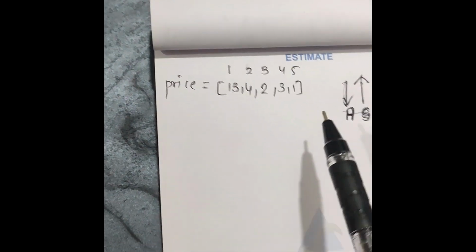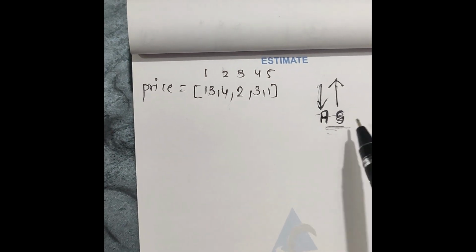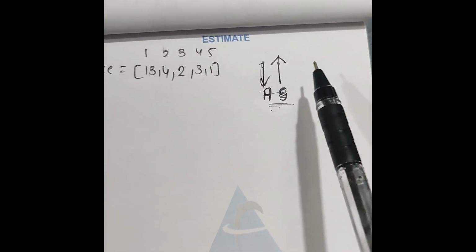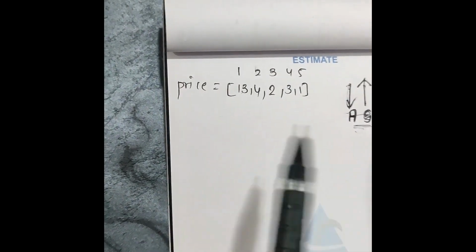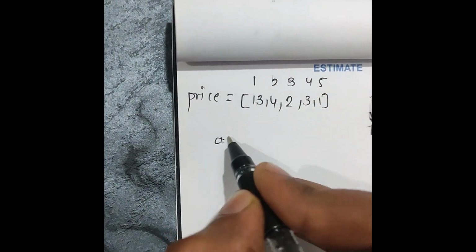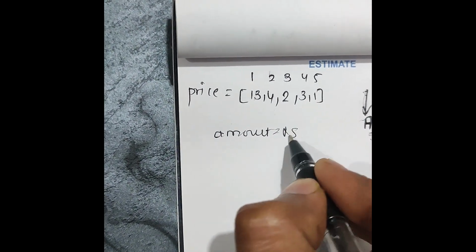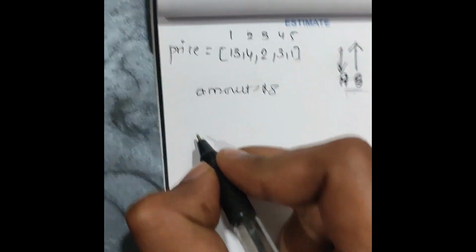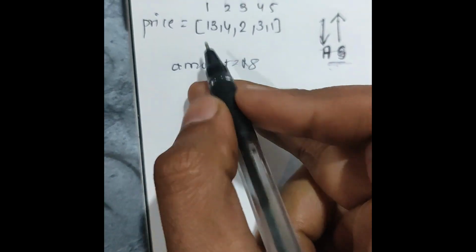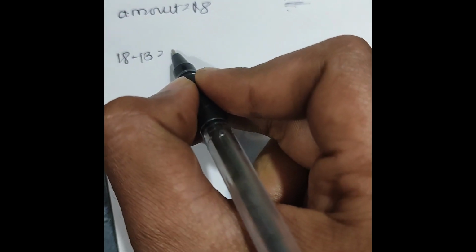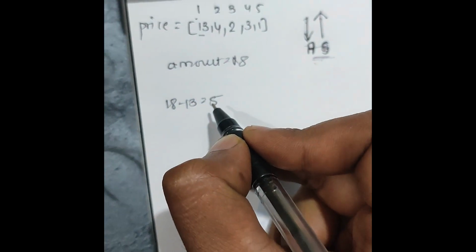And how can we go with this approach, that by spending the minimum amount we get the maximum number of stocks, because we want the maximum number of stocks in our problem. So let's say we have an amount, let's say 18. On day 1, you can see we can buy only one stock of value 13. So let's buy one stock. The amount we have remaining is 5.